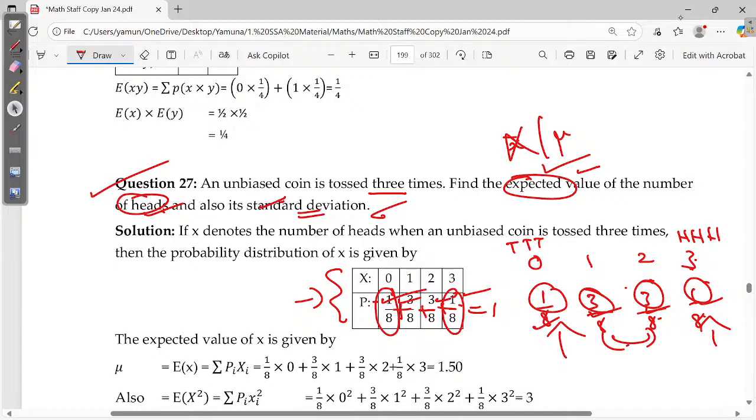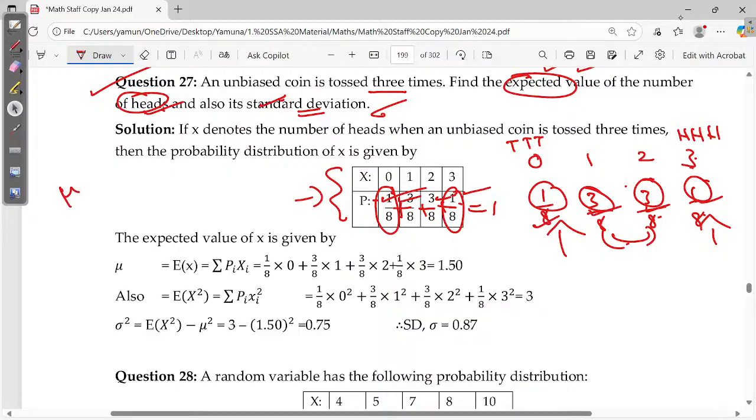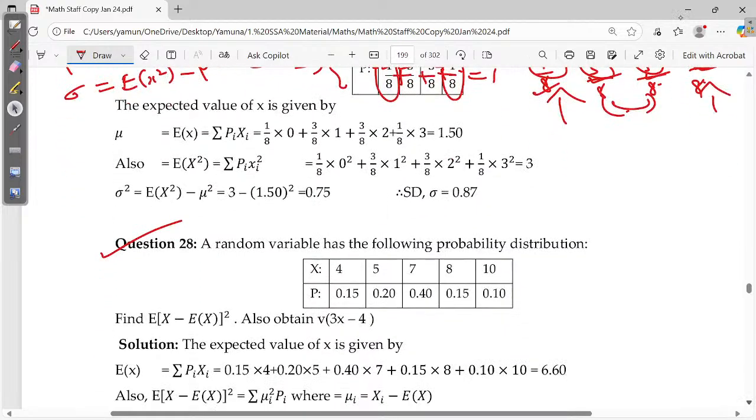So you are asked to find the expected value. You will apply the formula mu is equal to E of x, which is summation px. So you can directly do it. And the standard deviation, sigma, is the square root of E of x squared minus mu squared. I'm not going to do it; you can make it once. Let me go for problem number 28. I'll give you some time after that.